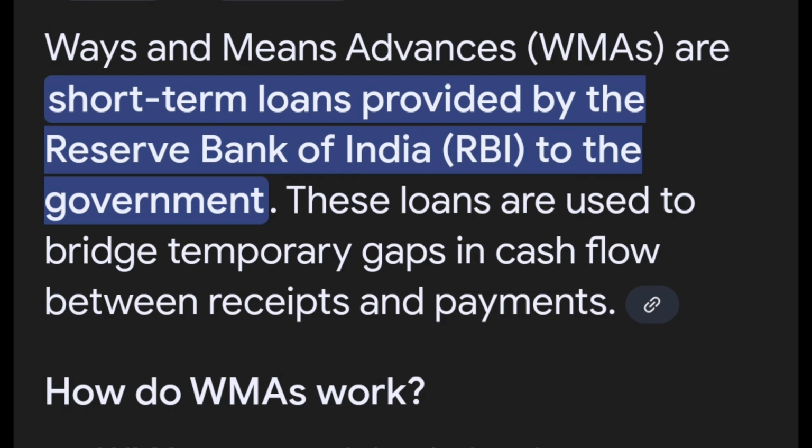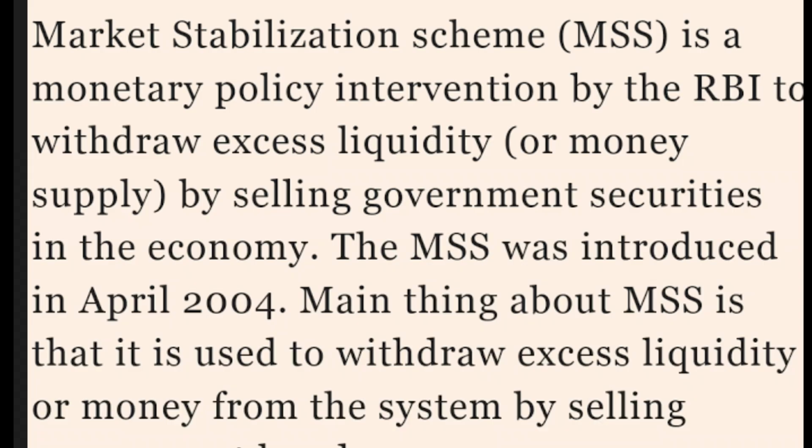Market stabilization scheme. It is both a physical and monetary instrument. In this, the physical instrument is issued by the government and the monetary instrument is issued by RBI. This instrument is issued to control excess liquidity due to foreign exchange inflow, which leads to inflation. To control the inflation, the government issues securities through RBI to reduce the excess money supply.